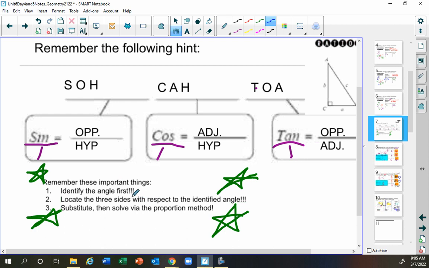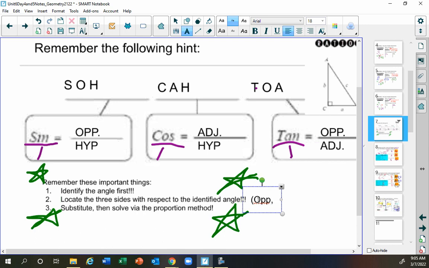We're going to follow these rules. Identify the angle first. Locate the three sides with respect to the identified angle. Locate, which means identify, like your opposite, adjacent, hypotenuse. That's what we need to do. And then substitute, solve.